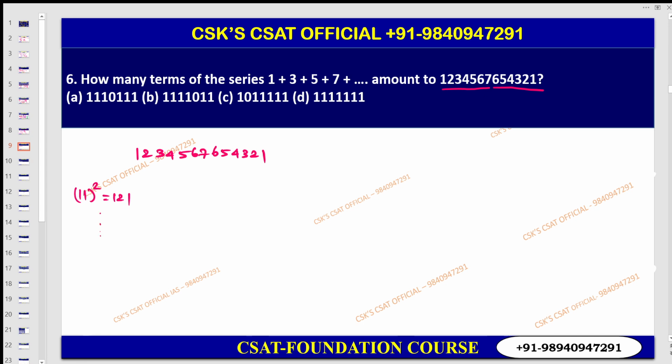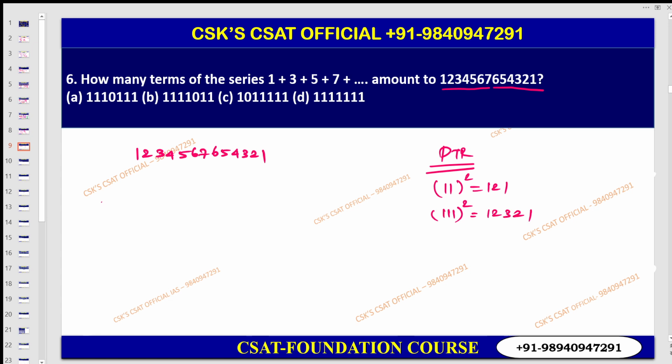Or you guys go through that number system PDF. I do not want to repeat this one again. 1 square is 1, 11 square is 121, 111 into 111. If you want a PDF, I'll give you again. 11 square 1, 1 1 1 1.